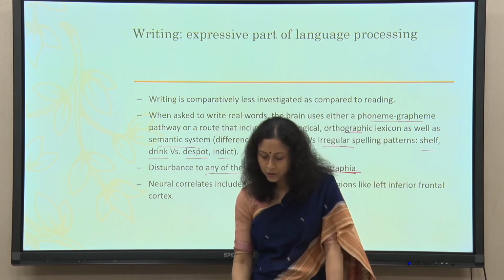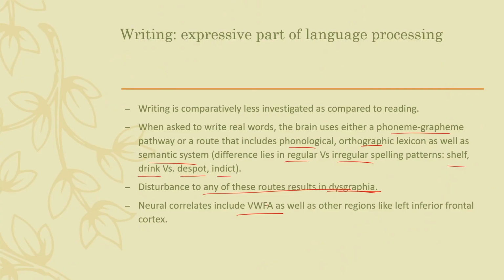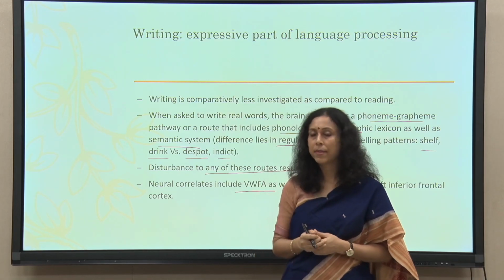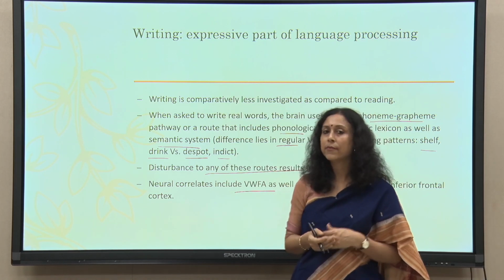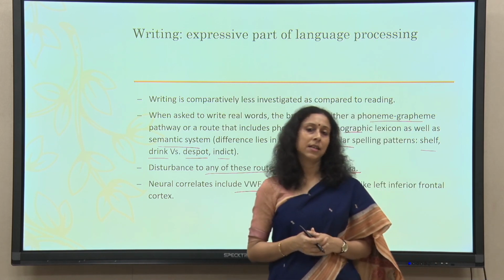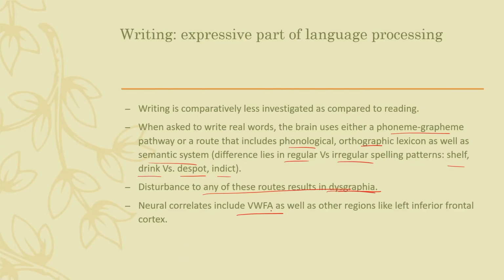Neural correlates are again referred to the VWFA. In fact, the VWFA is proving to be an extremely important brain region with respect to reading as well as writing, and we still do not know what more it is capable of doing. The work is still going on. In the case of writing also, neural correlates take us to the VWFA as well as some other regions like the left inferior frontal cortex.